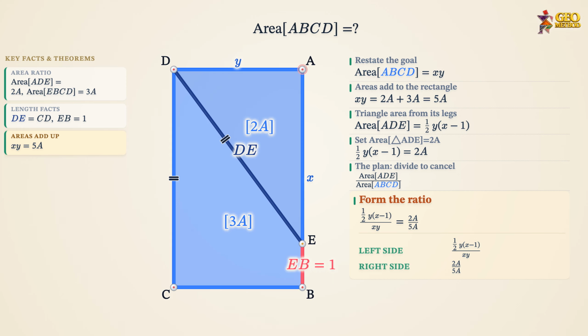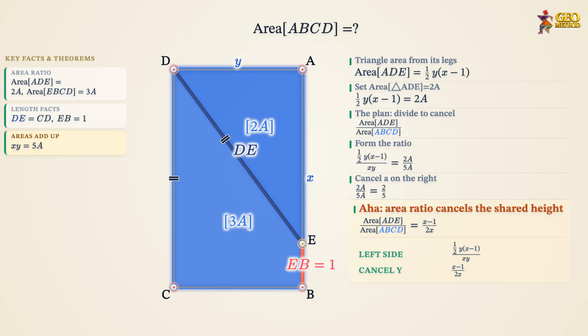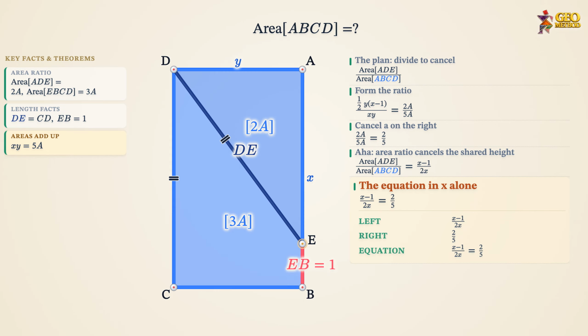Aha! Divide the corner triangle area by the whole rectangle area. The shared height y cancels, and the unknown area unit a cancels on the other side, so the geometry reduces to one equation in the width x alone, without finding the height first. Putting the two cleaned up sides together, we get x minus 1 over 2x equals 2/5. This is a single equation in the single unknown x, exactly what we wanted.